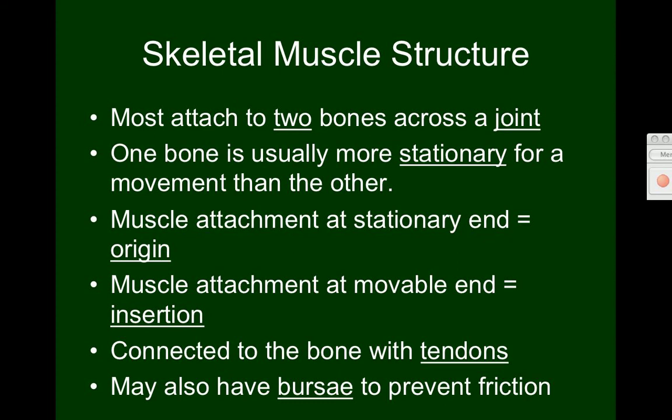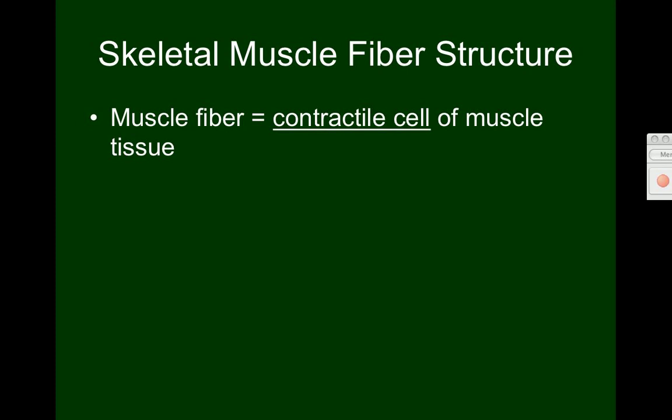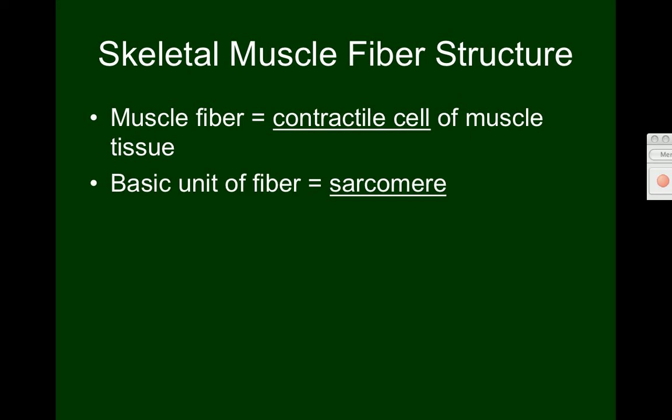Now, in terms of the structure of skeletal muscle fibers, the muscle fiber is actually a contractile cell of muscle tissue. And we'll actually do a graphic organizer here in a little while that will show this. The basic unit of structure is something called a sarcomere. So we put sarcomeres together to create a muscle fiber.